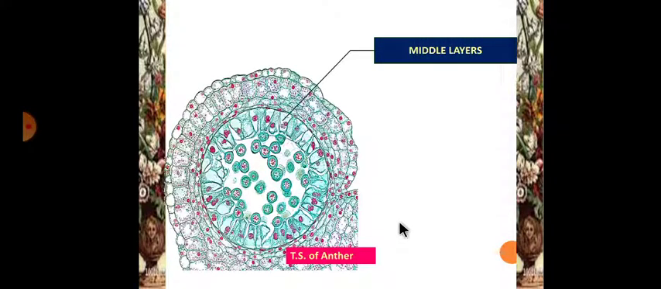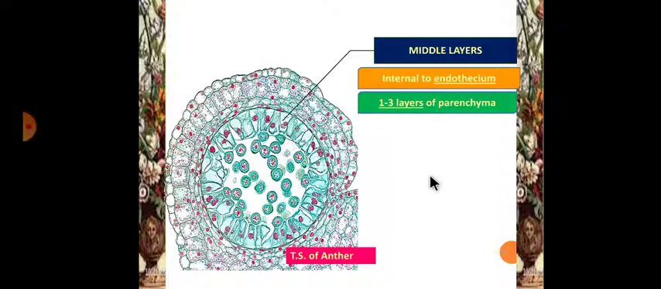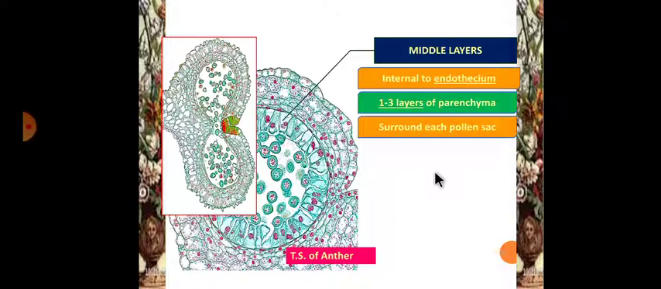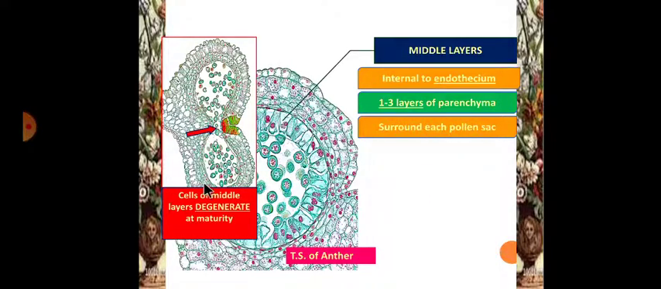Now coming to the third layer, called the middle layer. The middle layer is internal to the endothecium. Next to the endothecium, the layer which is present is called the middle layer. The middle layer is made up of 1 to 3 layers of parenchyma cells, which surround each pollen sac. So if you see this image now, the layer which you are able to see here, the cells of the middle layer, they degenerate at maturity and help in the dehiscence of the anther.